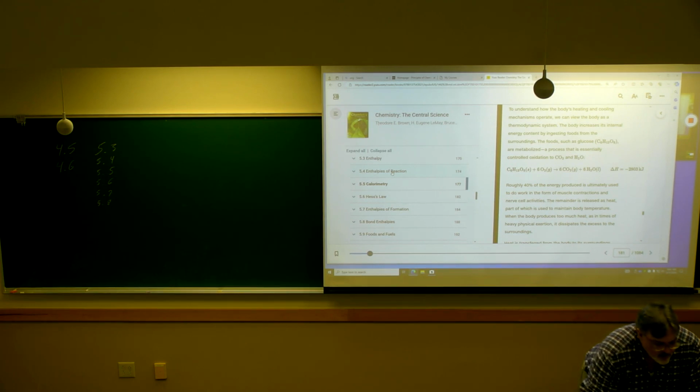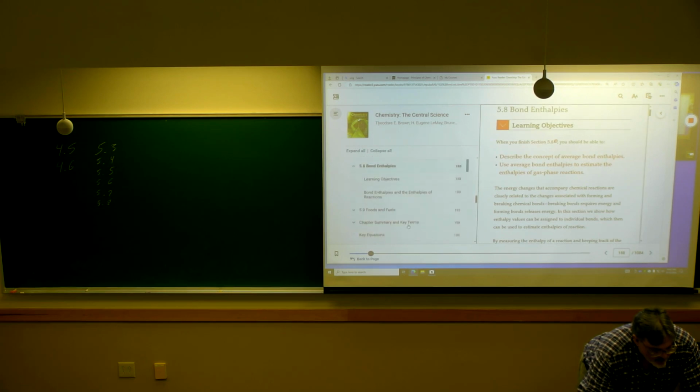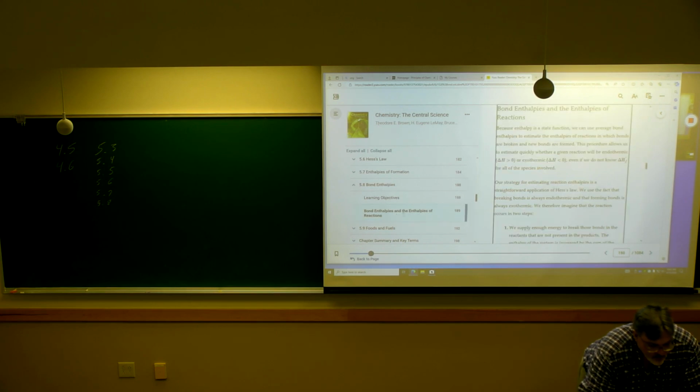All right. But I'm going to start with one of these. So all of these are about details in how you get that energy change, the enthalpy change for a reaction. 5, 6, 7, 8. I'll cover those things. But I want to start with 5.8 because I think it's the one that really gives you the best idea of where that comes from.